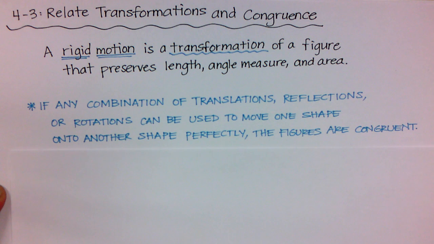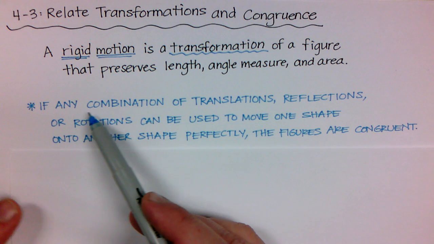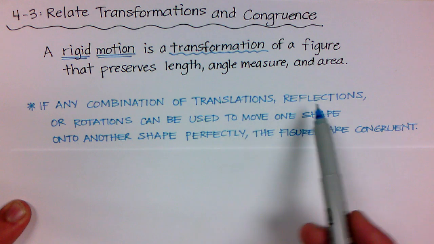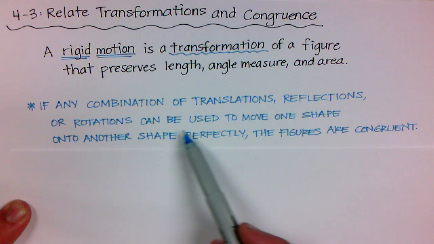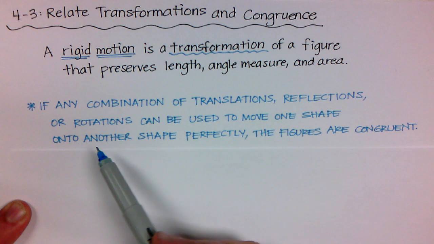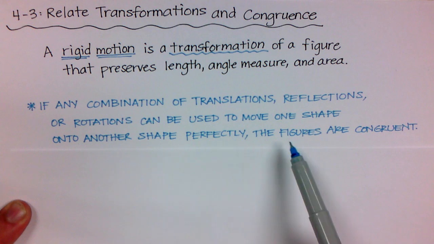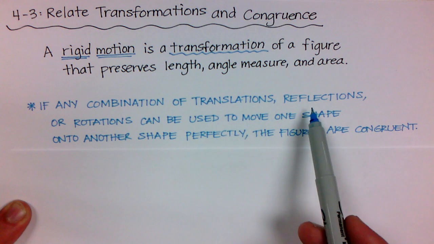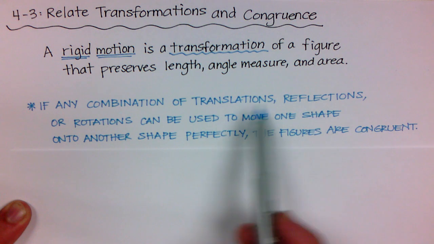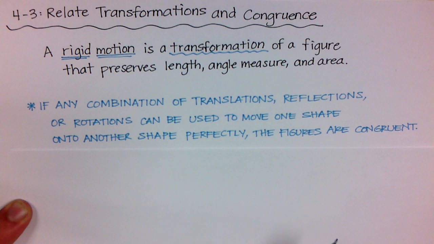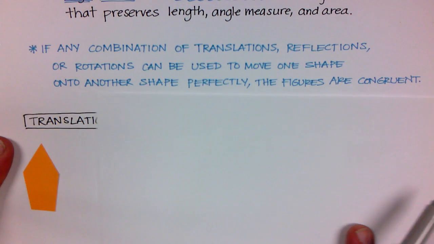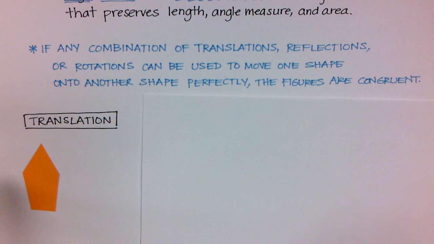So something that I want you to keep in mind is that if any combination of translations or reflections or rotations can be used to move one shape onto another shape perfectly, the figures are congruent. So these three things, translations, reflections, and rotations, are types of transformations that we're going to talk about right now. So that first one is called a translation.